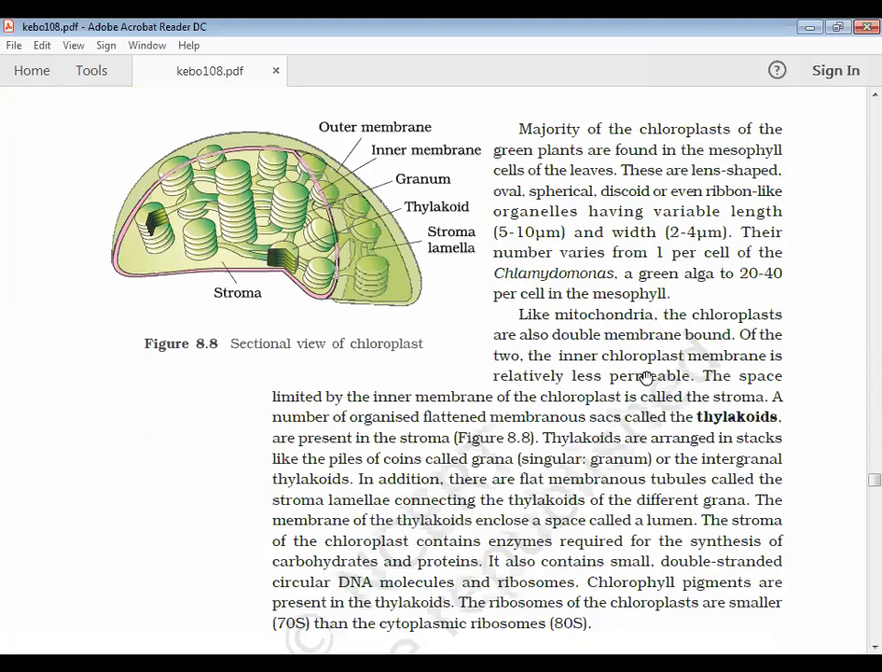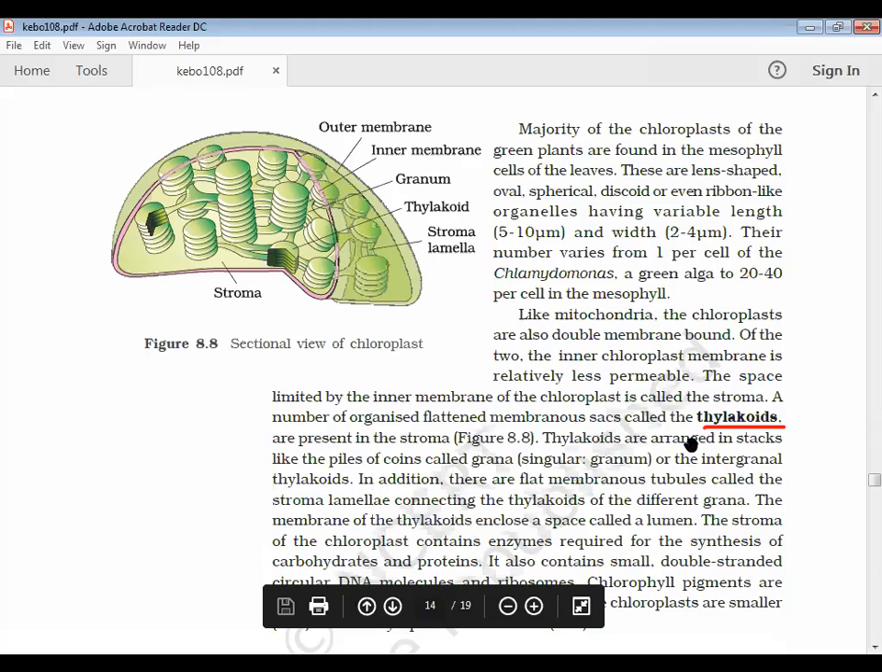Of the two, the inner chloroplast membrane is relatively less permeable. The space limited by the inner membrane of the chloroplast is called stroma. A number of organized flattened membranous sacs called thylakoids are present in the stroma itself.